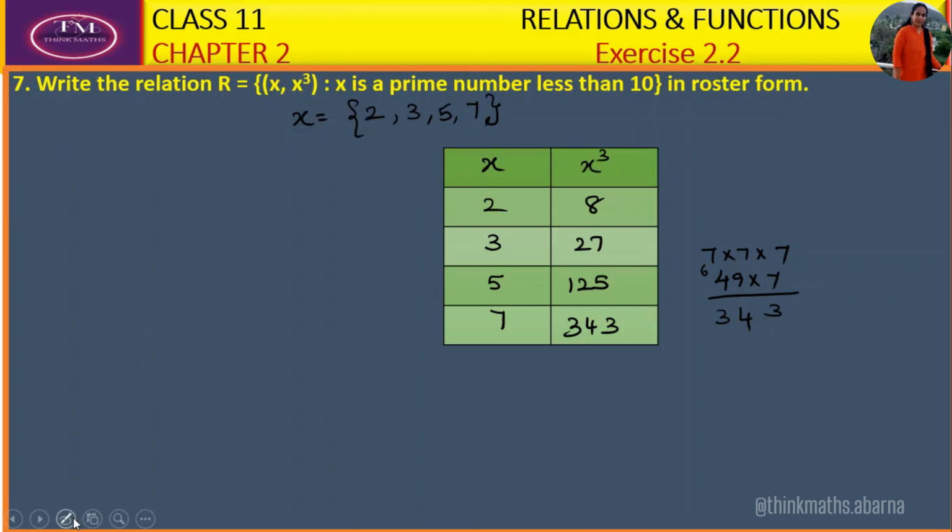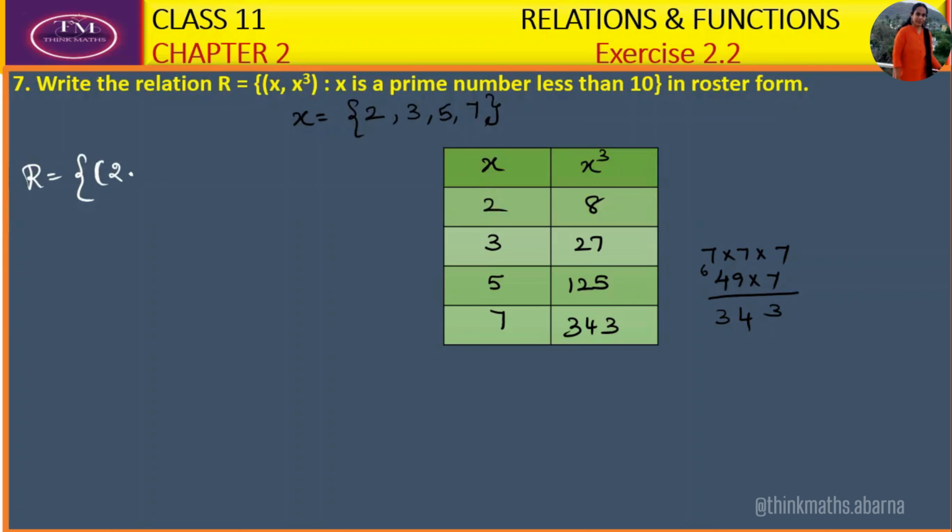Now we have to write this in roster form. Roster form means what? Just we have to write the numbers in ordered form. It is 2, 8, 3, 27, 5, 125, 7, 343. So if you write, you have to use the curly bracket. It is the relation between x, x cube.